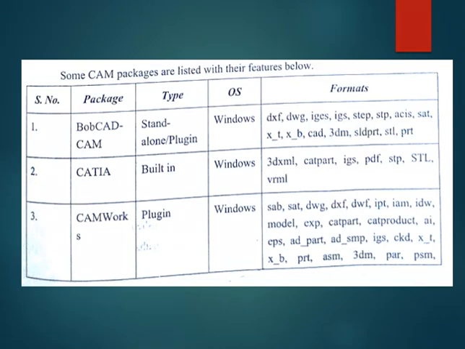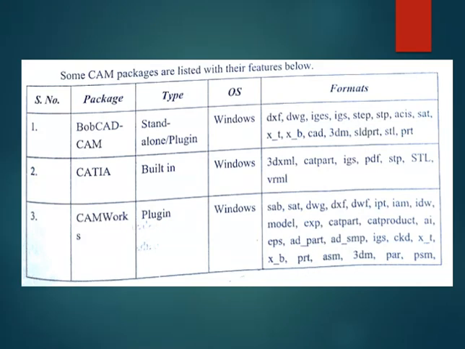Here we see some CAM packages. In CAM packages we have different types: standalone type, plugin type, and built-in type. These are the three types of CAM packages. The OS is Windows; I think we all commonly use Windows. And formats: these are the neutral file formats we already saw, DXF, DWG, IGS, STEP. And SLDPRT is the common extension of SolidWorks, and PRT is an extension of Creo.